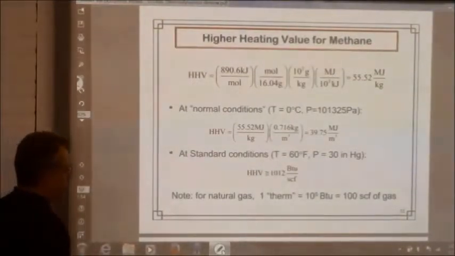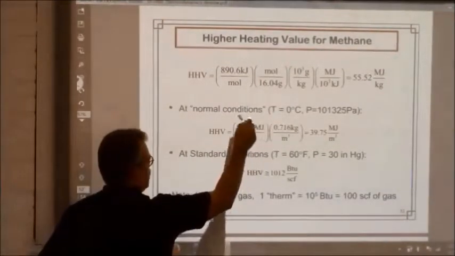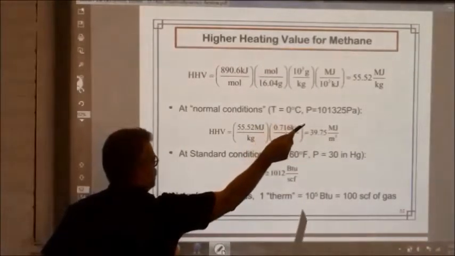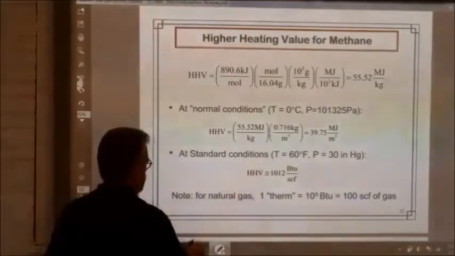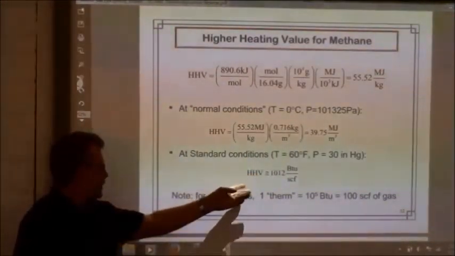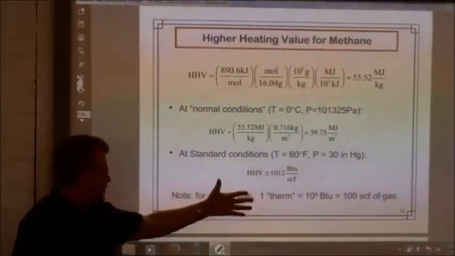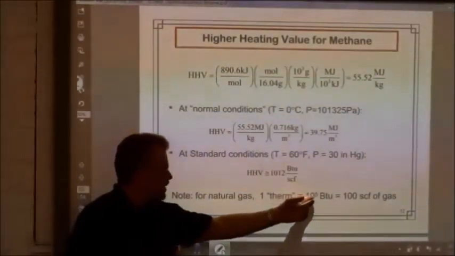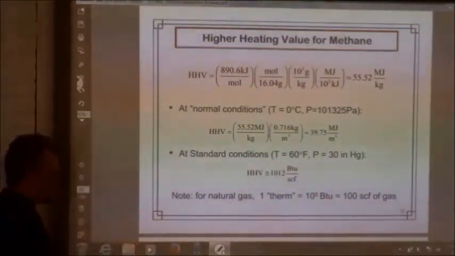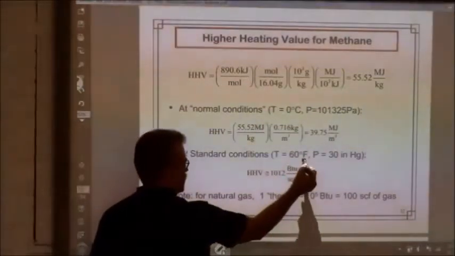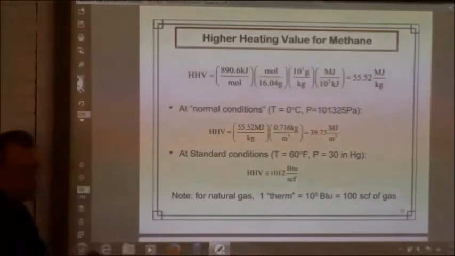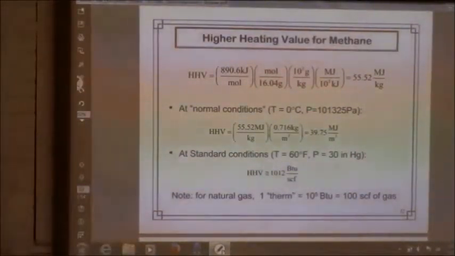The higher heating value of methane is, again, about 39.75 megajoules per meter cubed. And here's what I was saying earlier. At standard conditions, the higher heating value of methane is about 10 to the 5th BTUs per 100 standard cubic feet of gas, where a standard cubic foot of gas is measured at 60 degrees Fahrenheit and a pressure of 30 inches of water, which is about 1 standard atmosphere, more or less.